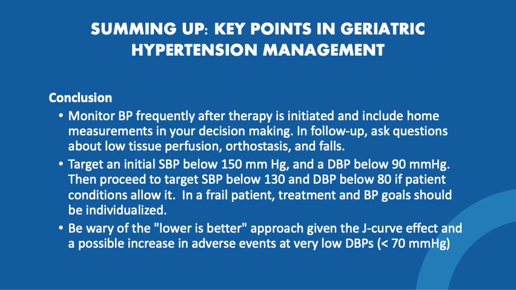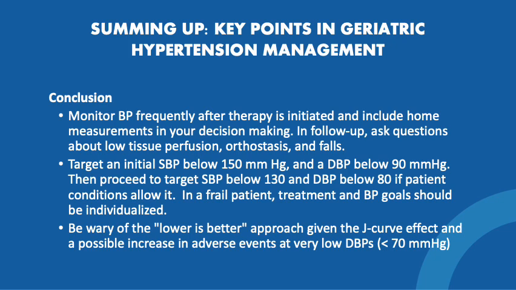Monitor blood pressure frequently after therapy is initiated and include home measurement in your decision making. In follow ups, ask questions about low tissue perfusion, orthostasis, and falls. Target an initial systolic blood pressure below 150 mm Hg and a diastolic blood pressure below 90 mm Hg. Then proceed to target systolic blood pressure below 130 and diastolic blood pressure below 80 if patient conditions allow it.